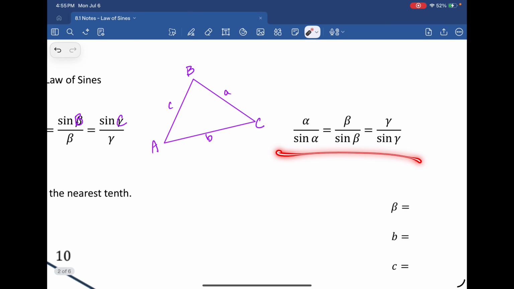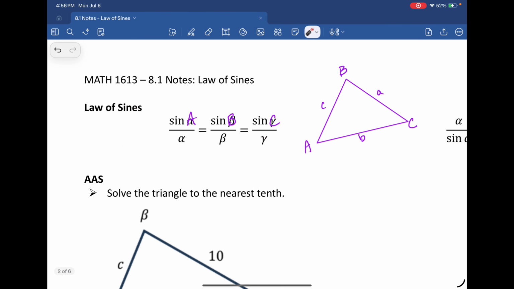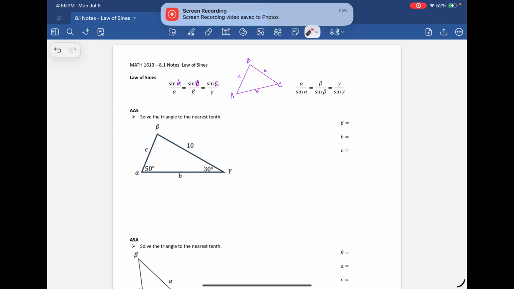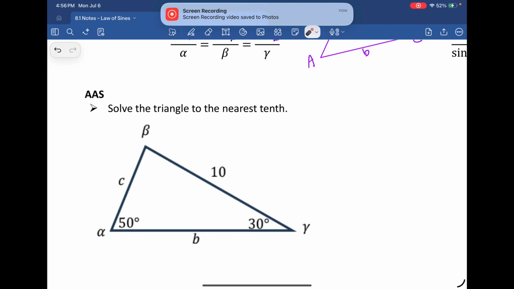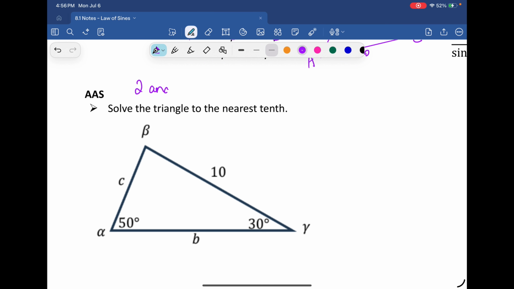Then, of course, we can do the reciprocal. So we don't typically use these at all. We use that one. Our first two examples are examples of angle side angle. We know two angles and one side.